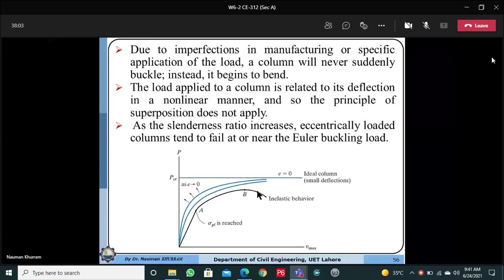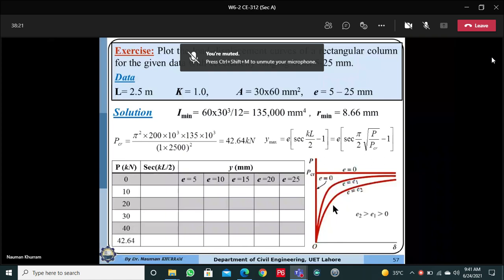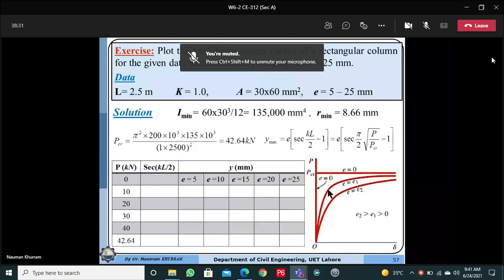So here is a practice problem I have explained in the recorded video lecture. You could practice, maybe develop an Excel sheet to understand the effect of eccentricity on load carrying capacity, on initial deflection, or on the deflection produced by the load. So with the increase of eccentricity, corresponding to any load value, the lateral deflection increases, but the failure load decreases.